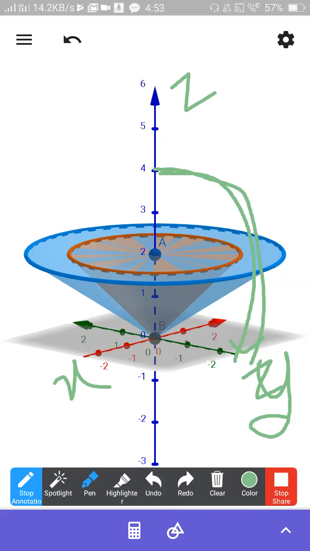Can somebody tell me what will happen if my theta goes beyond 90 degree? Say my theta is 120 degree. What will happen? Anybody? Can somebody draw? Reduce the size.